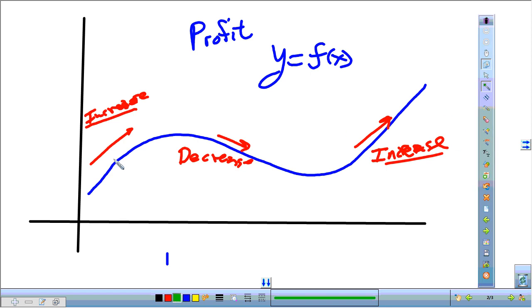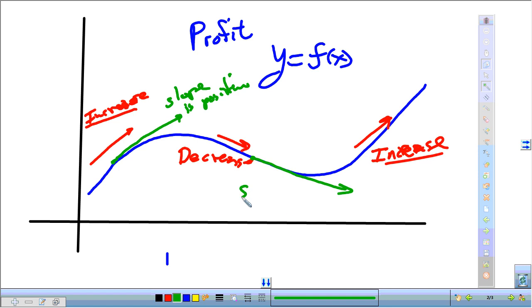Now, we would like to know where that's happening, a way of getting at that. If we look at increasing, we notice a tangential slope is positive. If we look at decreasing, tangential slope is negative. So we can distinguish the parts where the function increases, is going up, and decreases by the slope being positive or negative.